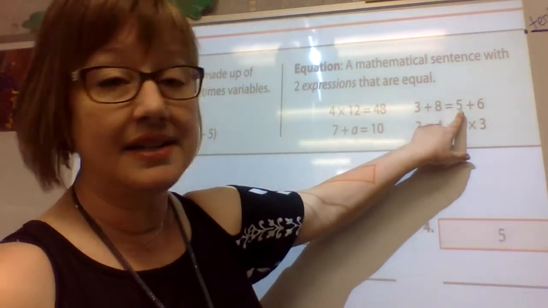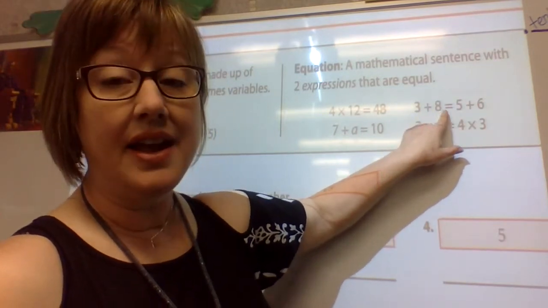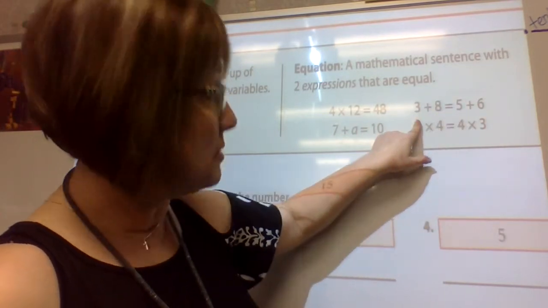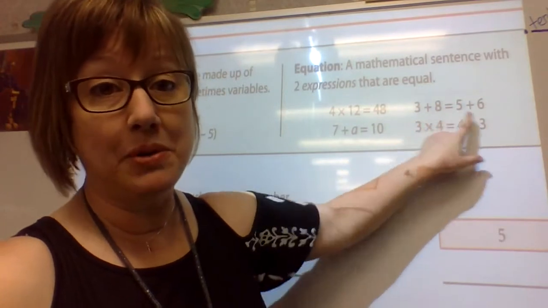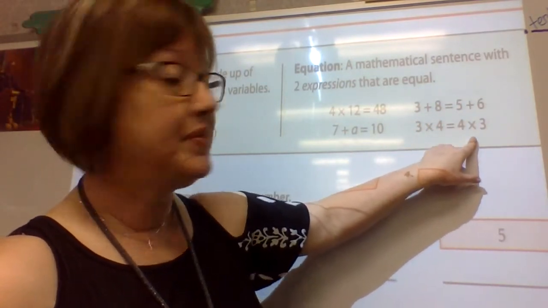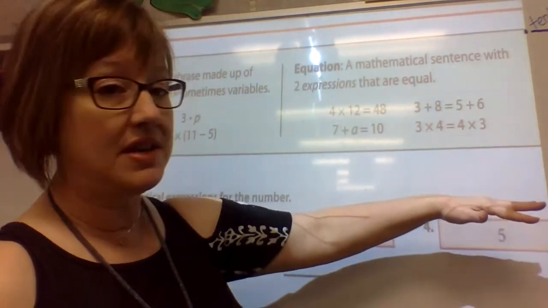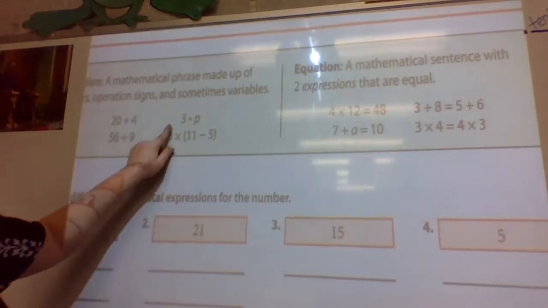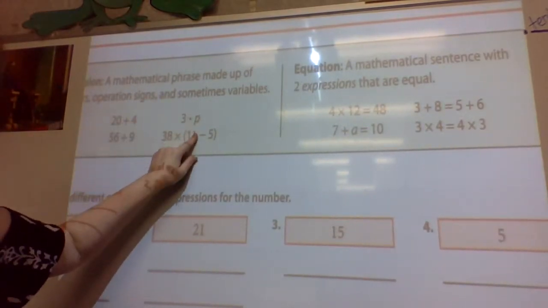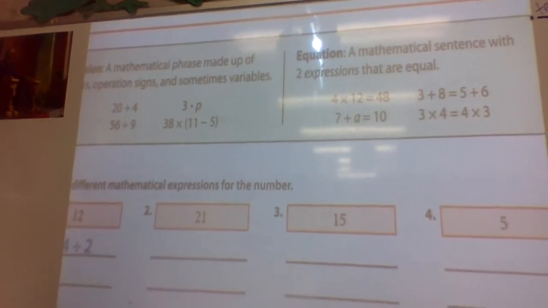3 plus 8 is the same as 5 plus 6. Remember how we did that? Because 3 plus 8 equals 11, and 5 plus 6 equals 11. So 3 plus 8 equals 5 plus 6 because they both equal 11. 3 times 4 is the same as 4 times 3, right? Okay, so these are called equations when you have something on both sides of the equal signs. Over here, you don't see any equal signs. These are just expressions. Okay, that's really the difference. They both start with E.